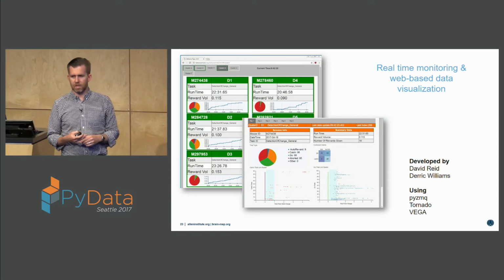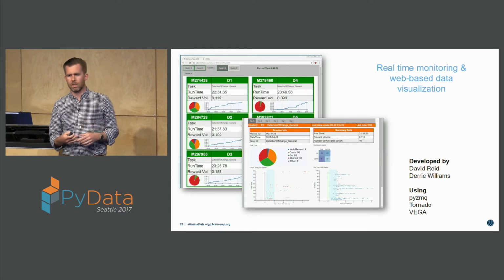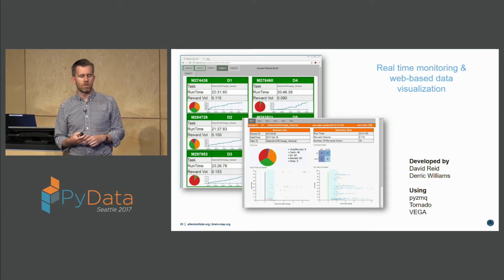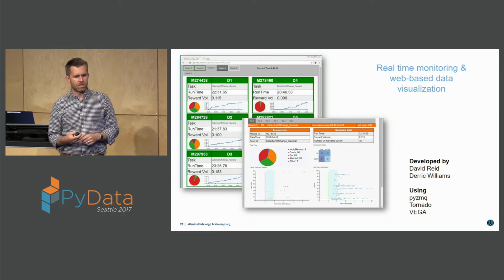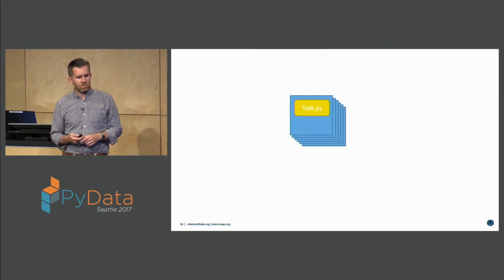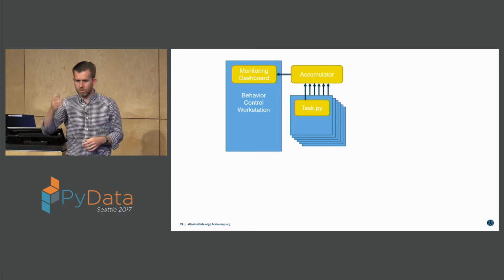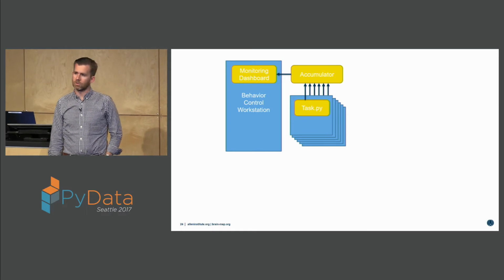This is all built on top of Tornado, presenting the web service, again using pyzmq to handle 0MQ messaging, and then using Vega to define our plots. Each of our computers that the tasks are running on publishes regularly, which goes off to an accumulator that pools all of the data together and then bounces it back off to our monitoring dashboard, which presents the web interface that our trainers can then use.